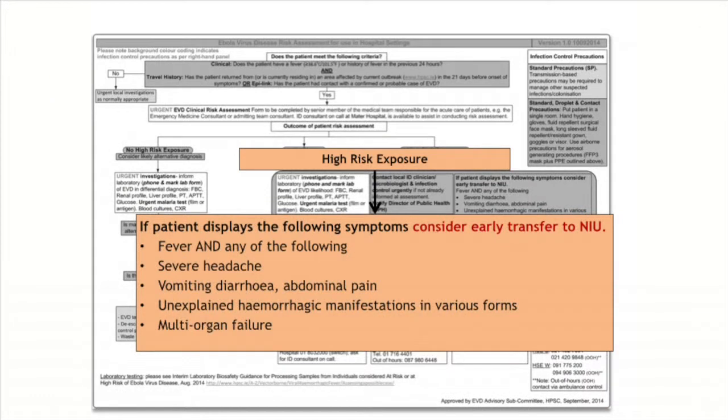And then also, as was emphasised this morning, if you have a high-risk exposure, you think this could be EVD, you're discussing it with the NIU. You do not need to wait until the result comes back. So you should consider early transfer to NIU. If any of the symptoms are consistent with EVD and a high-risk exposure, I think we heard our clinician colleagues saying that they would like to take one of those cases earlier rather than later.